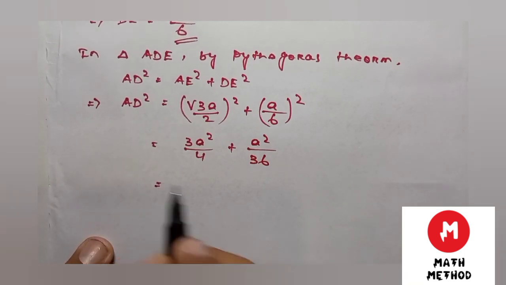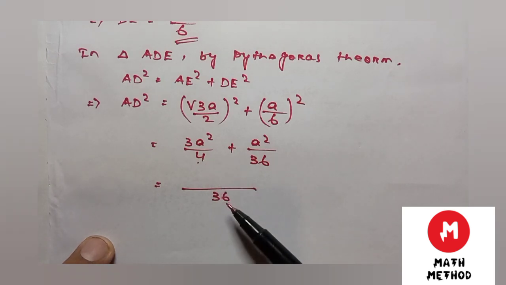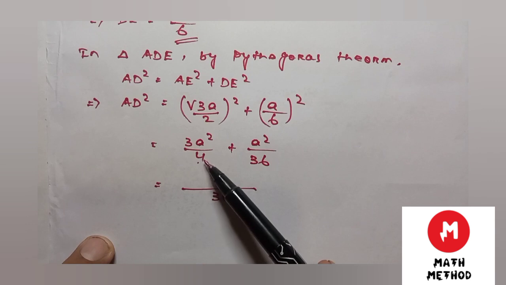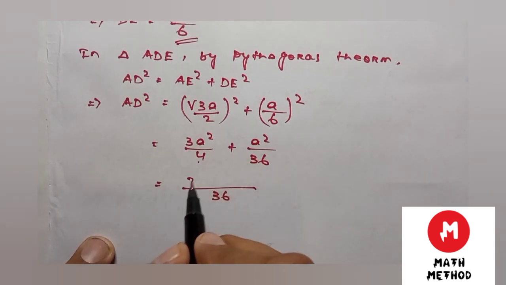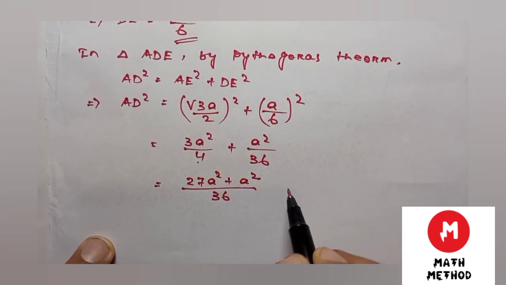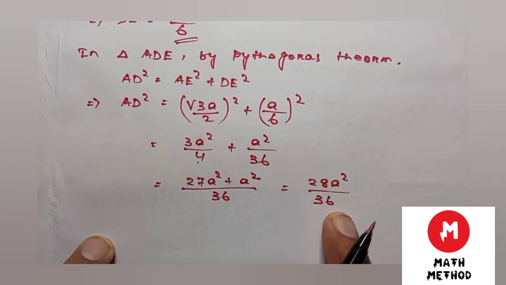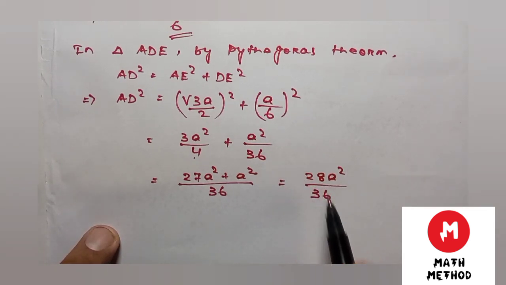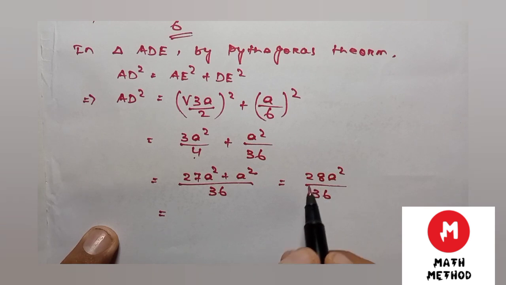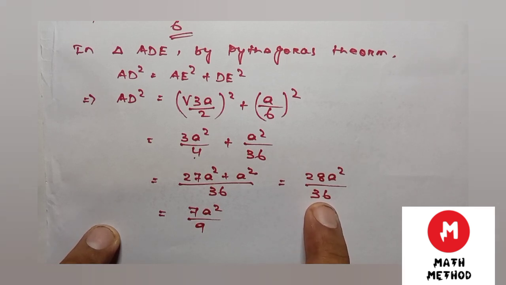Now we will take the LCM of 4 and 36, which is 36. Now divide the LCM by each denominator. 36 by 4 is equal to 9. 9 into 3 is 27 a square, plus 36 upon 36 is 1, this is your a square, which is equal to 28a square upon 36. Clear? So by simplifying this, 28 upon 36, we get 4 7s are 28, a square upon 4, and 36 divided by 4 is equal to 9.